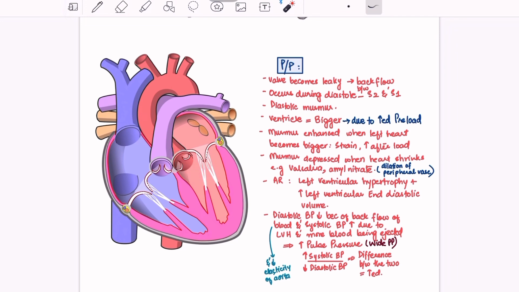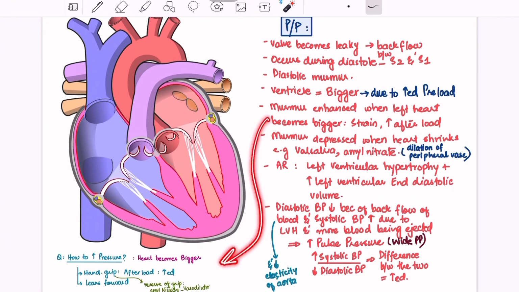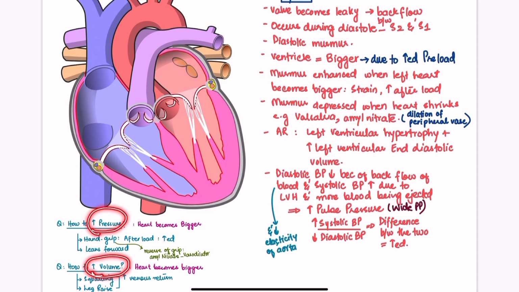Another thing you need to remember is that the murmur enhances when the left heart becomes bigger. What are a few causes that can cause the left heart to become bigger? These are a few of them. The left heart can become bigger when you increase the pressure or when you increase the volume. Increasing the pressure is by hand grip, which will increase the afterload, and leaning forward. Increasing the volume is by squatting and leg raise, which will increase the venous return from the body to the heart. And this will cause the heart to become bigger and in turn the murmur to become more enhanced.